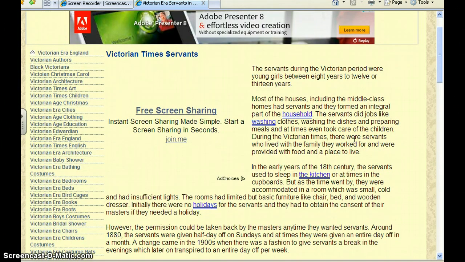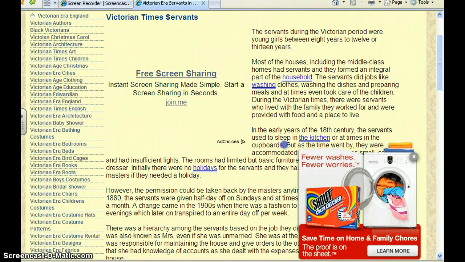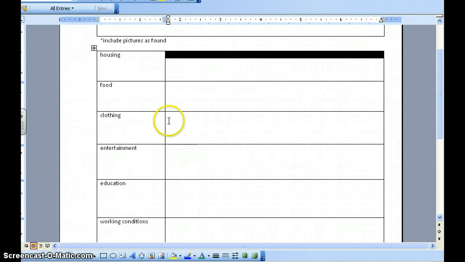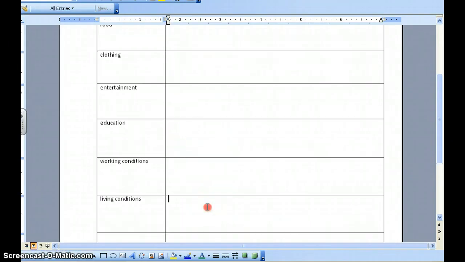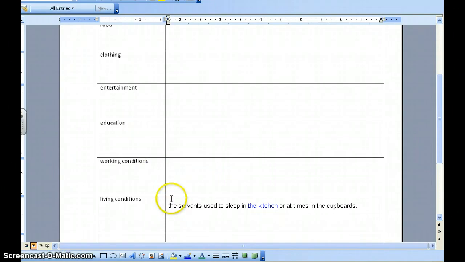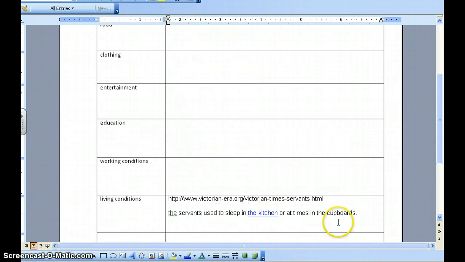So as I read through here, I want to find anything that I think is relevant. So the servants used to sleep in the kitchen, or at times in the cupboard. So that would have something to do with their living conditions. So I'm going to paste that here. And since I'm taking information from this particular page of this website, I want to copy and paste the URL in case I need to go back and find it, and to give my teacher a place to show where that information came from.